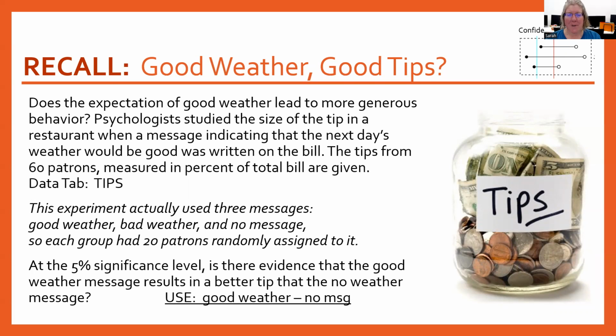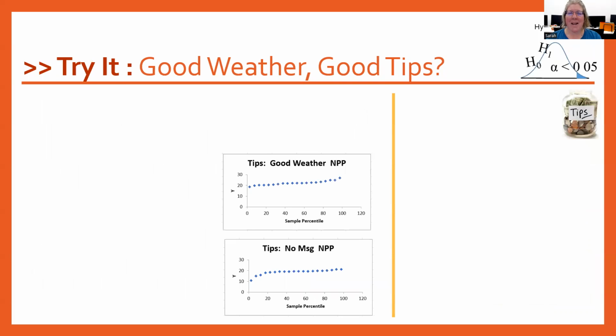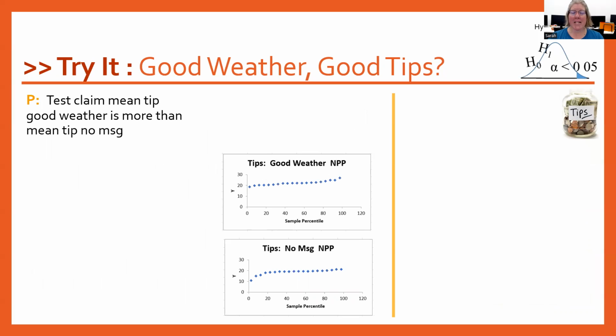All right, so the first thing we're going to look at is that parameter statement, something about the mean of the good weather and the mean of the no message. So along the lines of, we're going to test the claim that the mean tip with a good weather message is more than the mean tip with no message on the receipt.